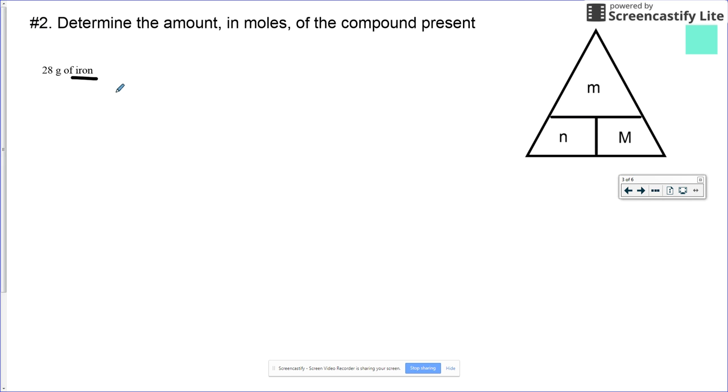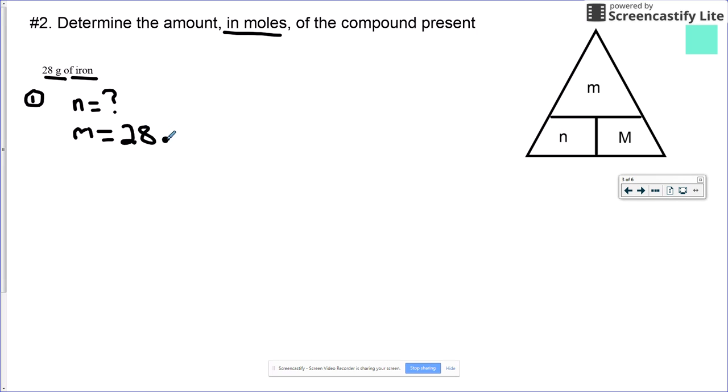So step 1, whenever you're doing this kind of question, write down what you know and what you don't know. The question itself is asking me to solve for moles. I know that the symbol for moles is n, and I don't know the number of moles. The mass is equal to 28 grams, it tells me in the question.